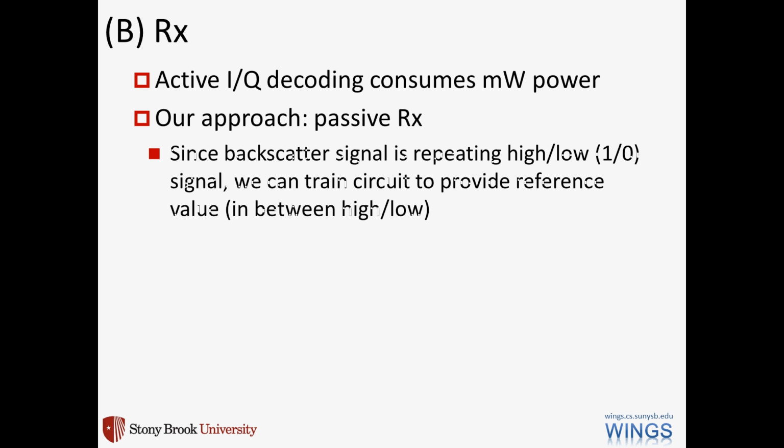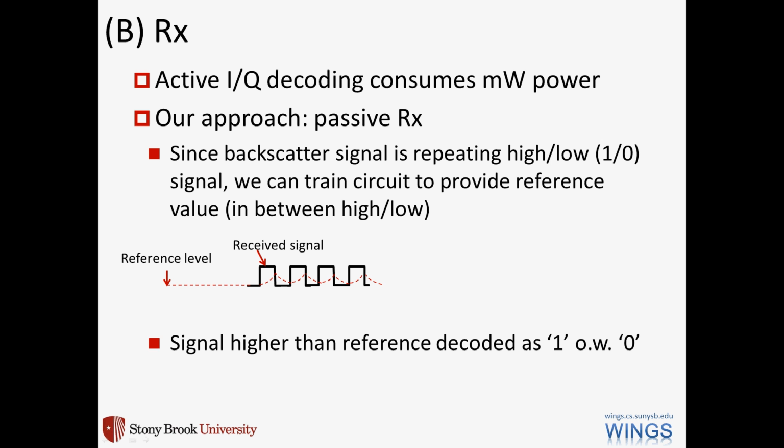Since the backscatter signal is repeating high-low signals, which are 1 and 0, we can train a circuit to provide a reference value in between high and low. This is the typical RX of the backscatter. The reference level is provided from the circuit, and then it is trained. Once a high signal comes, it gradually increases. Once it is a low signal, it's discharging. So it's charging and discharging by the 1 and 0 signals. Therefore, a signal higher than the reference is decoded as 1, otherwise 0.